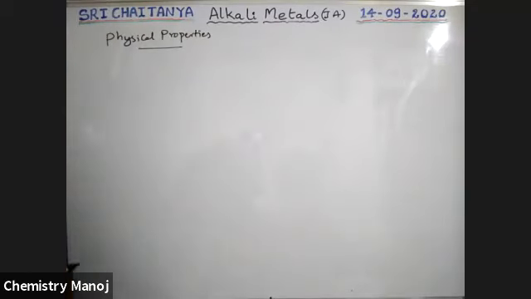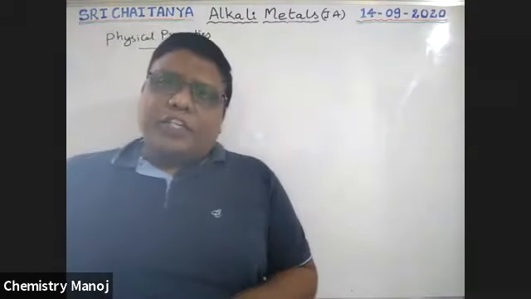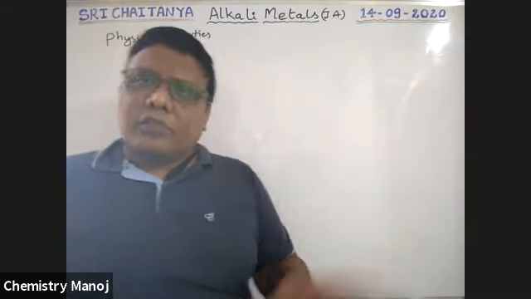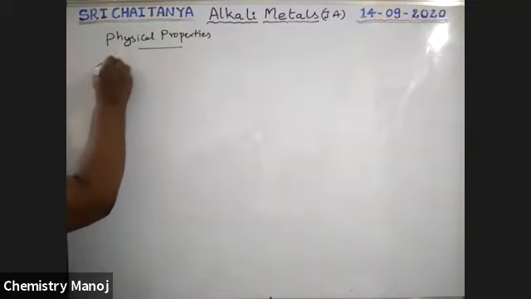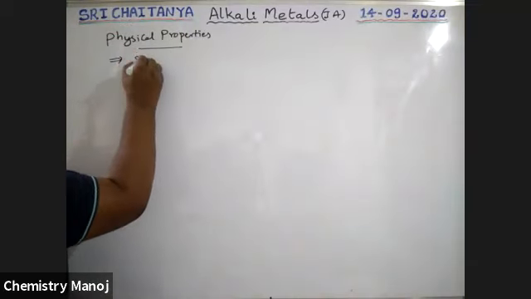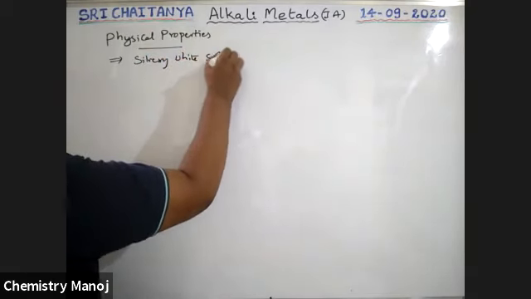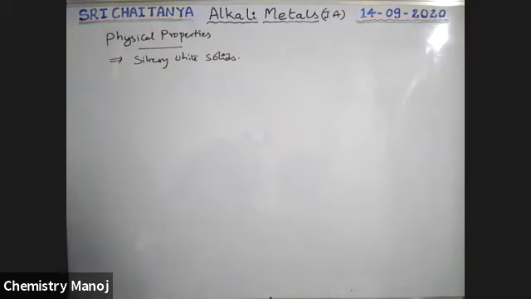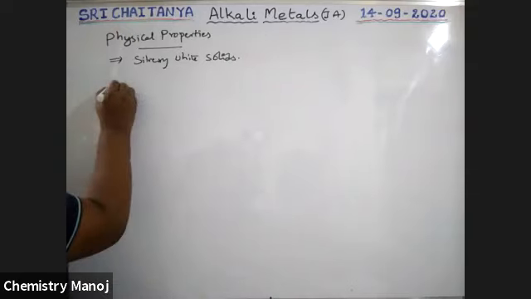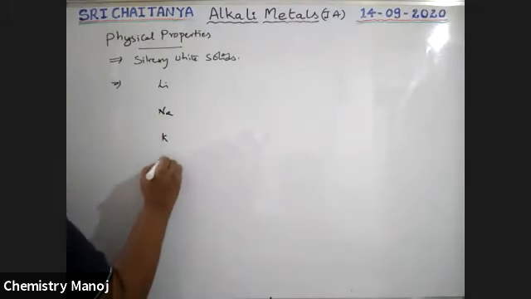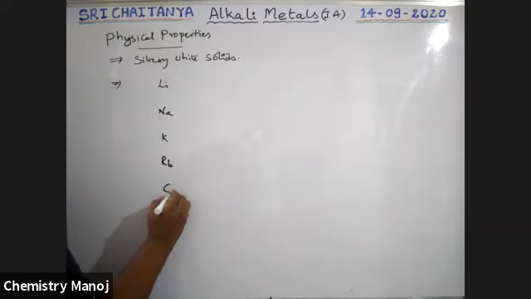Physical properties. At room temperature, all these are solids. So this is the first condition. Almost all are silvery white solids at room temperature, almost colorless. Okay. Next point. Our elements: lithium, sodium, potassium, rubidium, cesium.